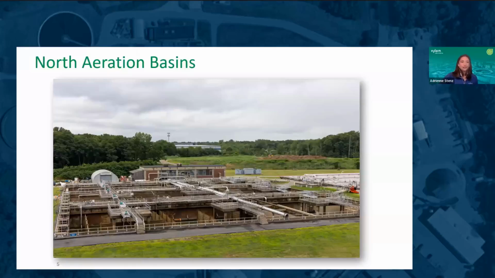This is an aerial photo of the north aeration basins. At the time of this photo being taken, Basin 1 and Basin 2, which you can see here, were drained. These are each 1.5 million gallon tanks. Basins 3 and 4 are closest to the blower room in the back of this photo and are each 1 million gallon tanks. The primary clarifiers are located over here on the right.